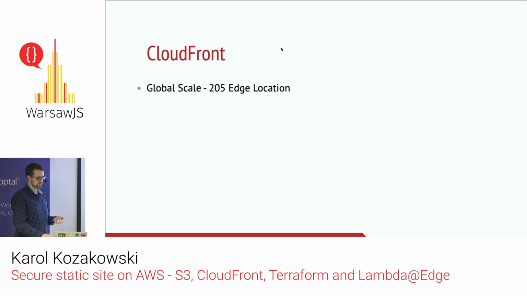So CloudFront, as I said, is our CDN. It has truly global scale, with 205 edge locations all around the world, and an edge location is basically a set of servers that are located in a data center somewhere in the world, and they are used to speed up the performance of your application. Instead of requesting that resource directly from the server, you will be using the closest edge location possible.